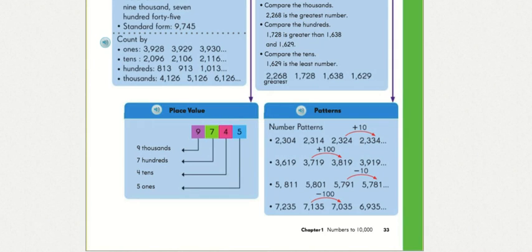And now you can see here they do give you the answer that it's decreasing by 100. But let's look at how they found that out. Look, in the hundreds place, it went 2, 1, 0. It's decreasing by 100. And then it changed to 9 here.